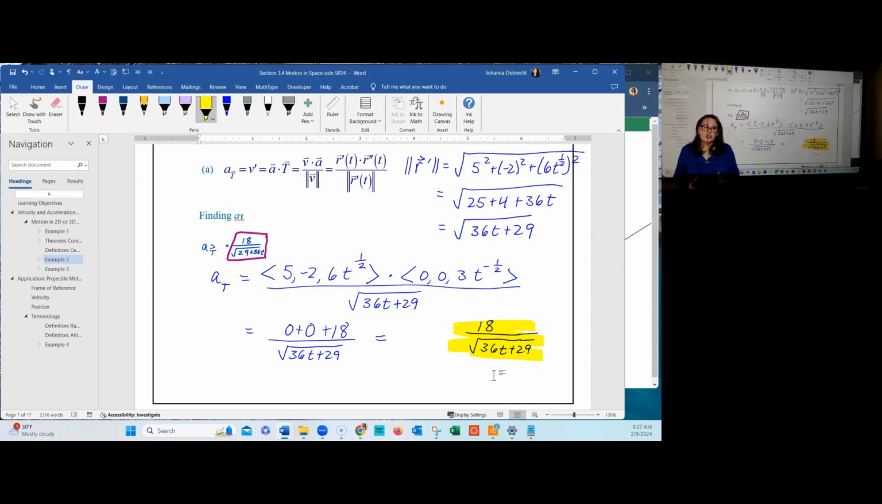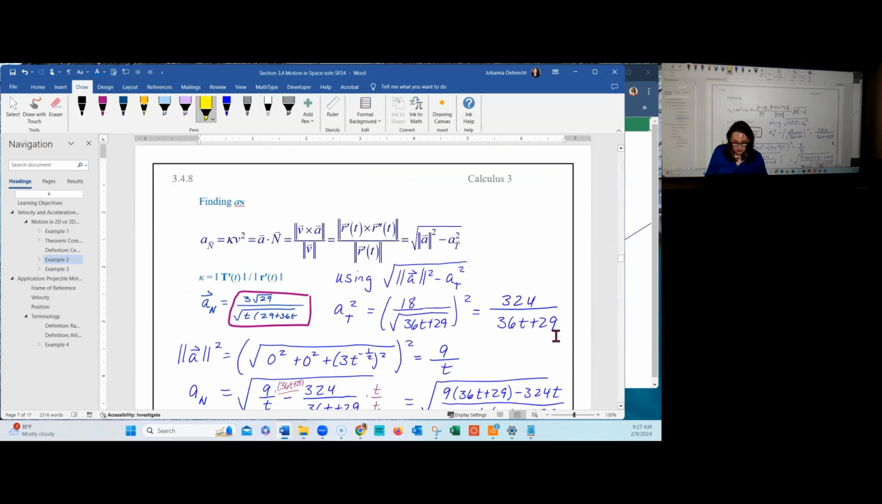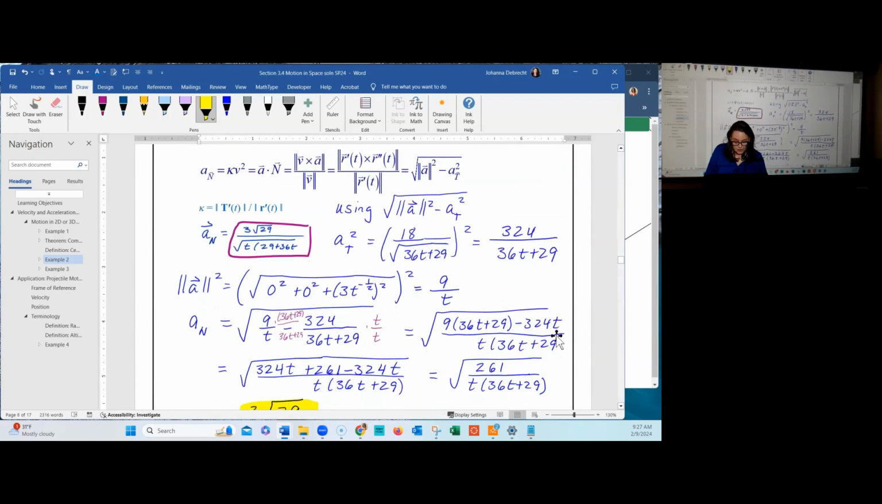Generally speaking, the tangential component is the easier of the two to find. The normal component is more difficult. Let's take a look at the normal component. There are several formulas that will give you the normal component. You could find the curvature and multiply by the square of the speed. You could take the acceleration vector and dot it with the unit normal vector. Or you can take the velocity vector crossed with the acceleration vector, find the magnitude, and divide by the speed, the magnitude of the derivative of position.